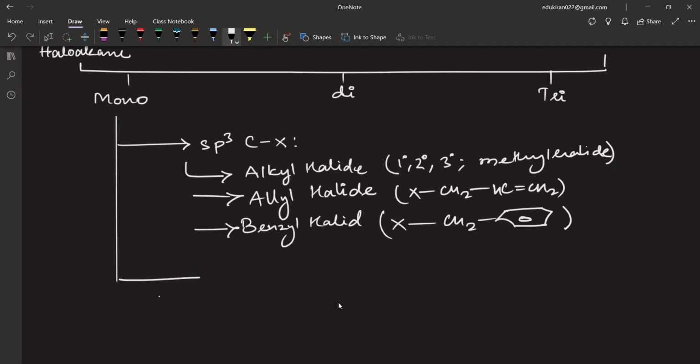Then we have another classification, that of the sp2 C-X bond. Now, in both the cases here, the C-X bond has partial double bond character. Please remember this, okay?